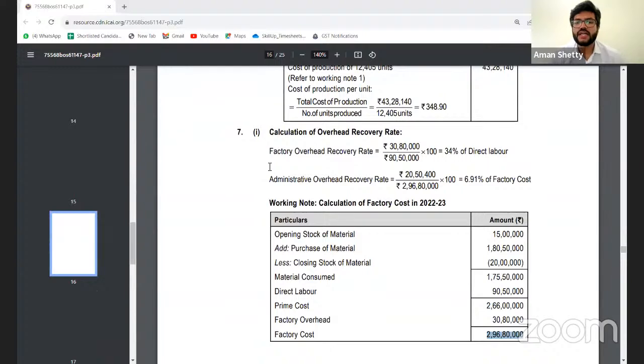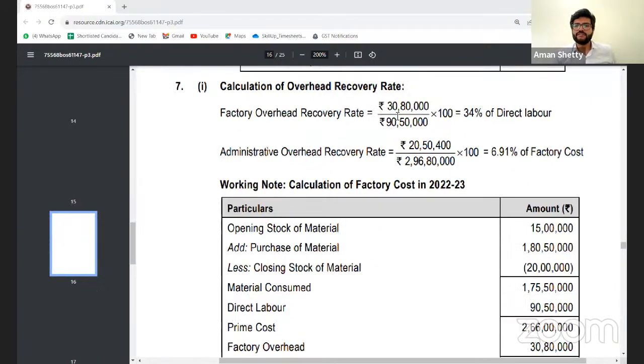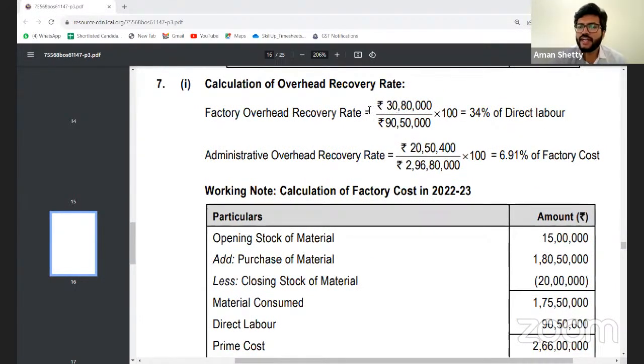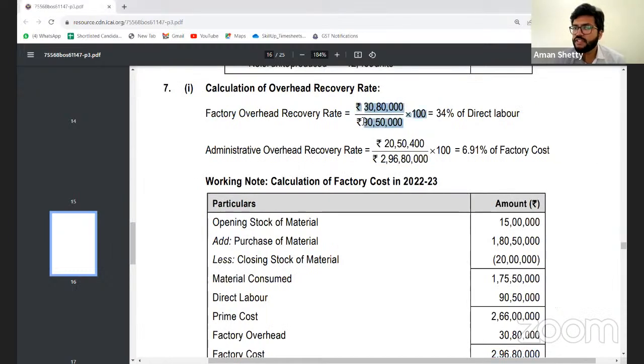Calculation of overhead recovery rate. If you can see the screen. Factory overhead recovery rate. Remember what I discussed: 30,80,000 divided by 90,50,000, 34% of direct labor.